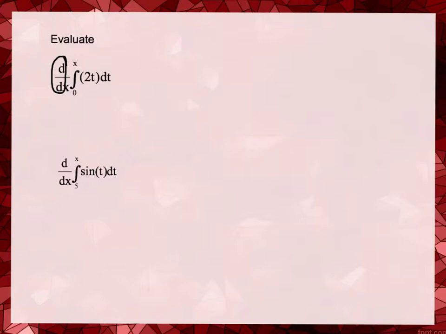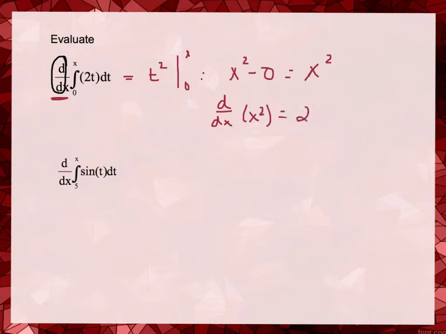Well, first of all, doing the antiderivative of 2t, we get t squared, but that's going to be evaluated at x and 0, which gives me x squared minus 0, which would be x squared. But then I need to take the derivative of that, and the derivative of x squared is going to be 2x. Let's look at another one.